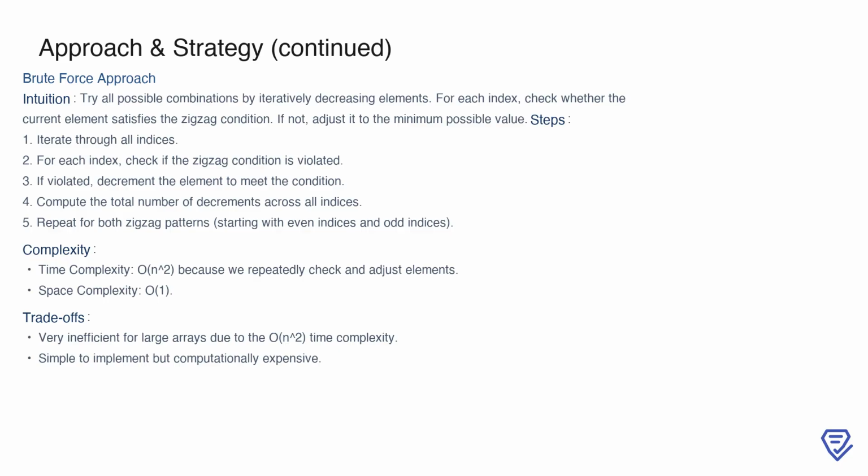We then compute the total number of decrements needed. This is done separately for both zigzag patterns, one starting with even indices and the other with odd indices. However, while this approach is relatively simple to implement, it requires checking and adjusting elements repeatedly, leading to a time complexity of O(n squared). This makes it impractical for larger arrays, as the computational cost grows significantly.